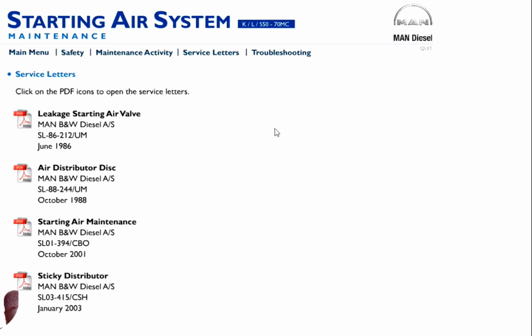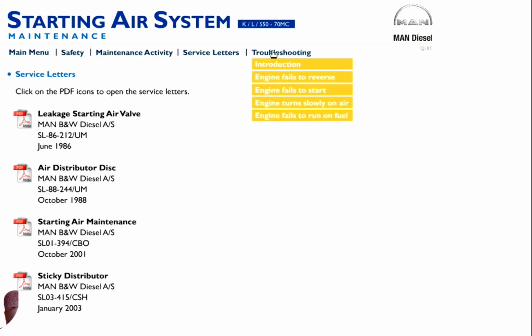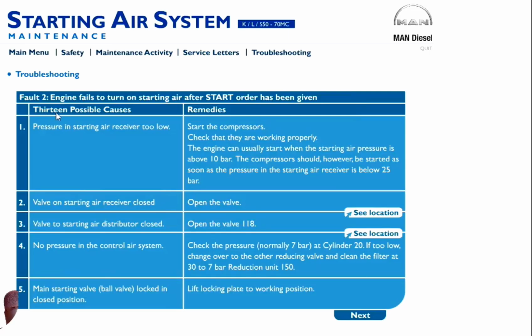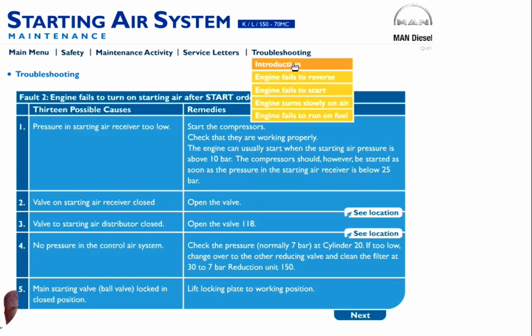Troubleshooting here is also very nice. We have troubleshooting for, let's see, engine fails to start, okay? And here we have 13 possible causes and remedies which we need to do to fix that. Let's say the valve on the starting air receiver is closed. Open the valve, okay? This is the most obvious. And there is a lot of troubleshooting here.